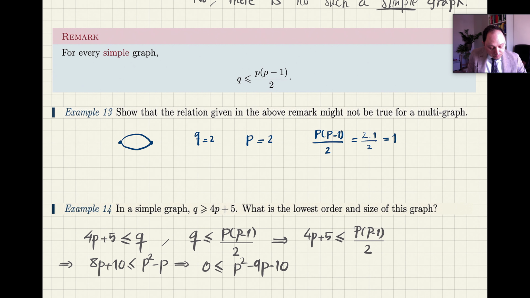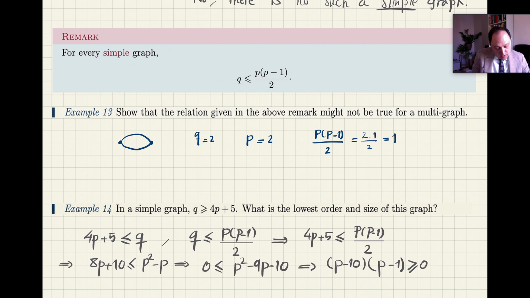And then I need to solve this inequality, but you don't need to get involved in solving inequalities, even though it's possible here. You can factorize this. It's not hard to see. I need two numbers whose sum is minus 9 and the product is minus 10. So one of them would be minus 10, the other one would be plus 1. So I want to have this greater than or equal to 0. Am I right?